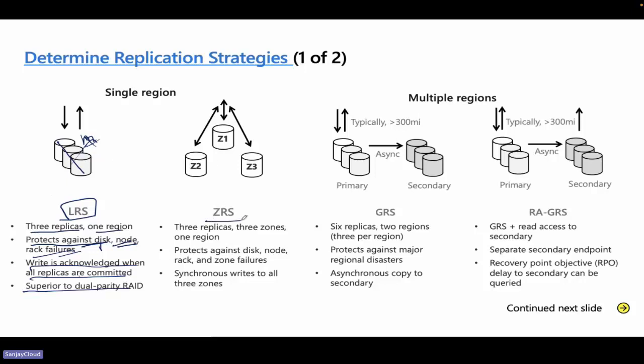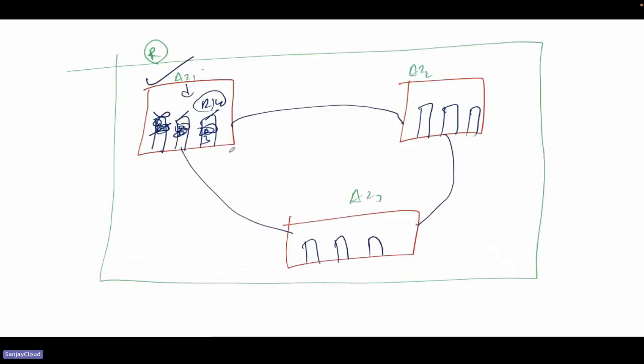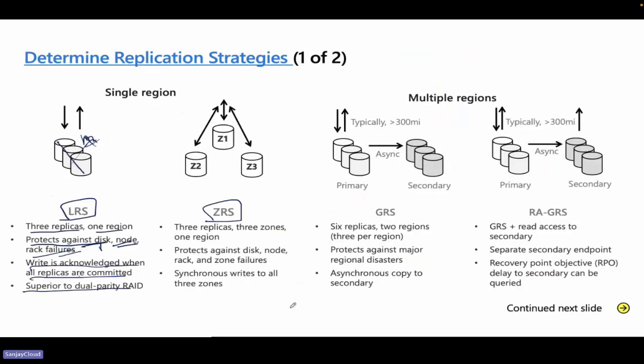That is where we will use ZRS, Zone Redundant Storage. In Zone Redundant Storage, again, Azure will create 3 replicas. The first replica will be stored in the first availability zone, the second in the second availability zone, and the third in the third availability zone, which will protect your data from disk failure, node failure, rack failure, as well as zone failure. So if one DC fails, you would still be able to perform read and write within the region from other data centers.